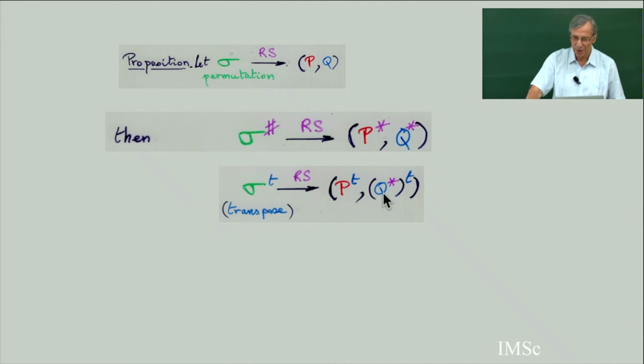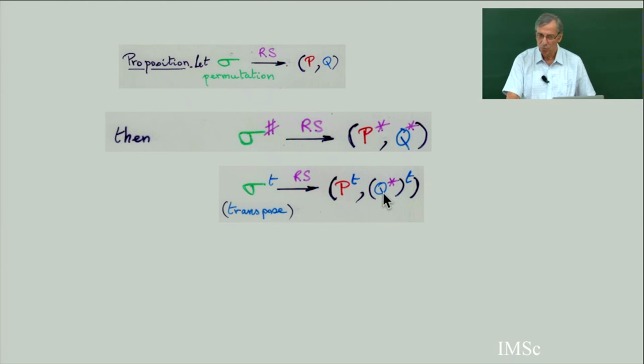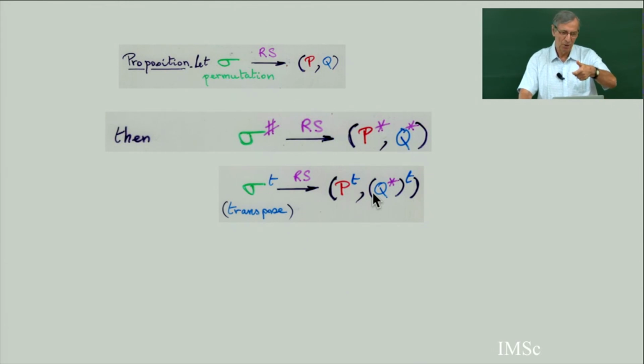So how to prove this? I'm not going to give the complete proof. Transpose doesn't mean the transpose of the matrix. Transpose means you transpose the shape, you transpose the rows and columns. So the Ferrers diagram is like the conjugate. But on sigma, sigma transpose means mirror image. Mirror image, yes.